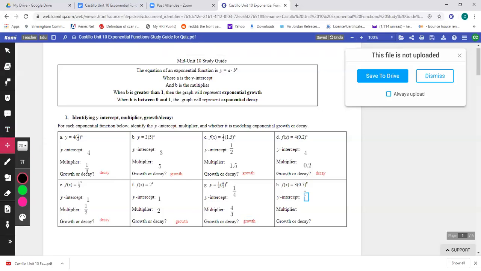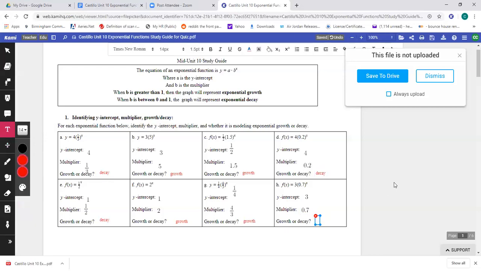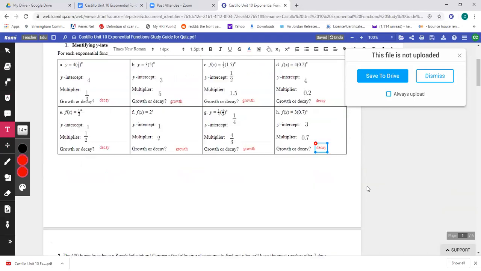So here, your y-intercept is 3. Your multiplier is 0.7. And so once again, since your multiplier is less than 1, this is going to be decay. Okay. This is really simple. Please do not get these wrong. Okay. So let's move on here.